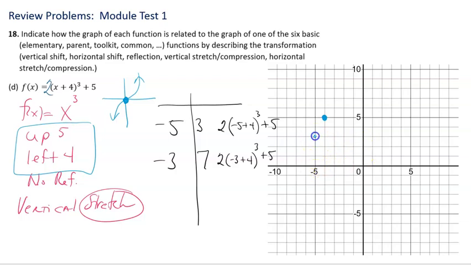1, 2, 3 right there. And -3, 7. Which is there. Now, those are always going to look like a straight line when you plot points next to each other. But you got to remember the shape. It's that kind of sniggy shape.